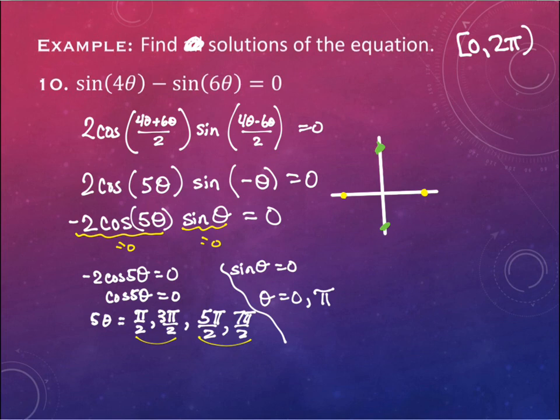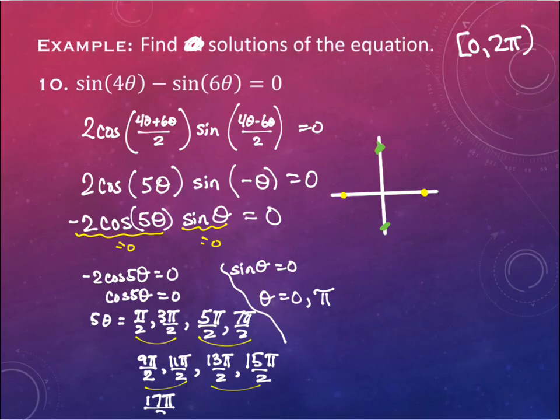So 5 pi and 7 pi, what would be next? 9 pi and 11 pi. What's next? 13 pi and 15 pi. What's next? We got one more set. 17 pi and 19 pi. And they're all over 2s, right? So there's our last set.